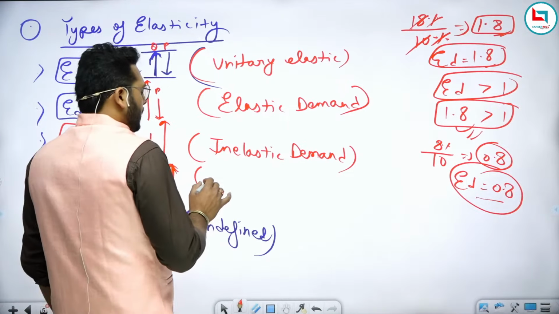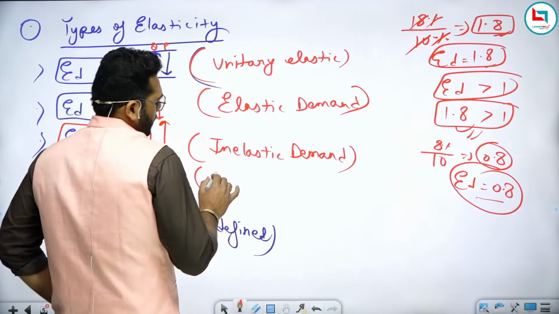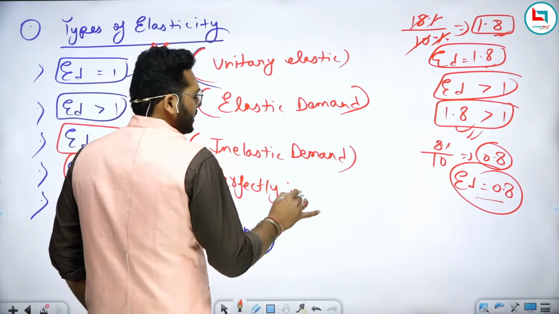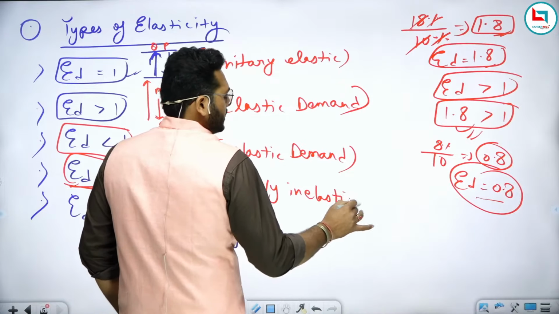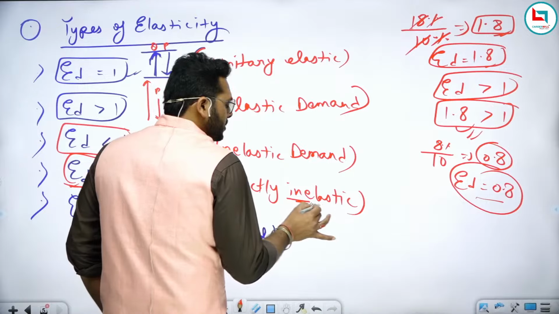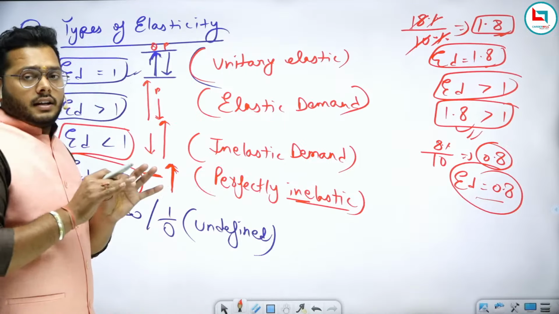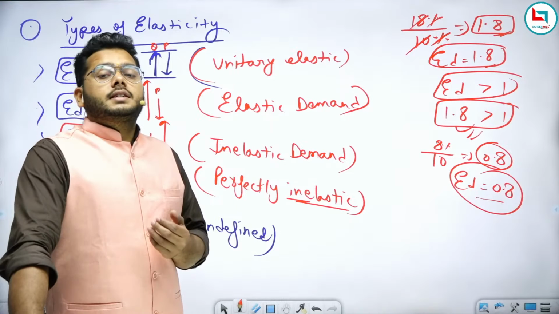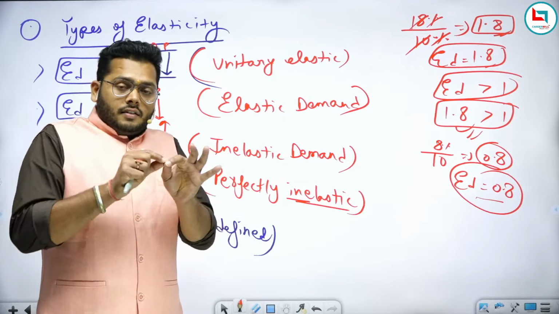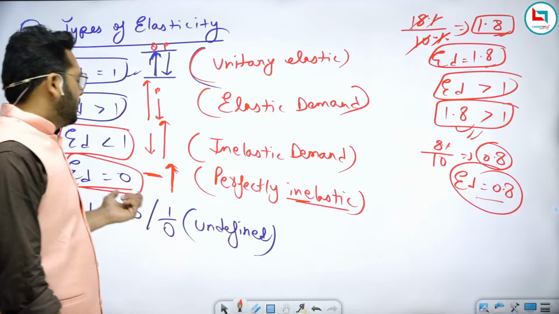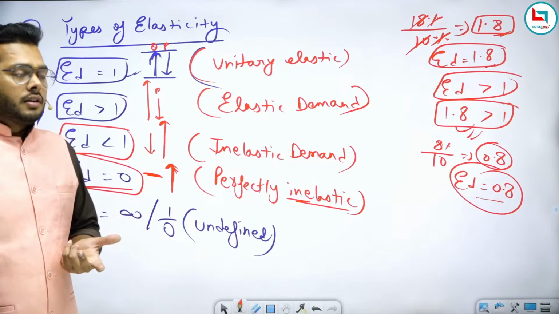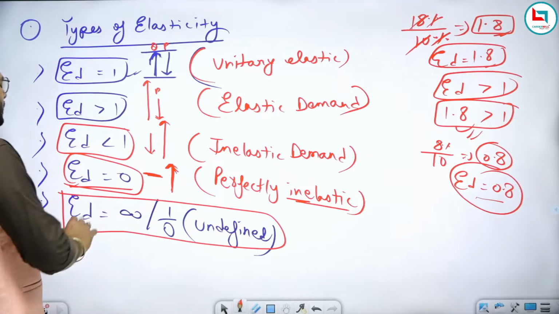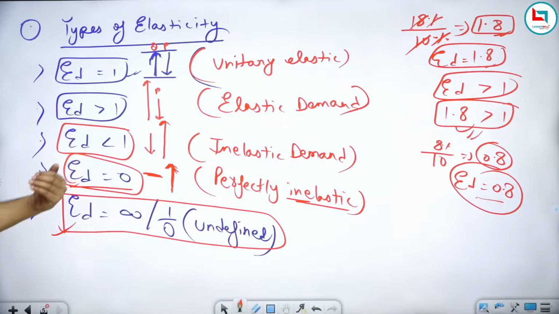This we can say is perfectly inelastic. Perfectly inelastic. Why? Because there is no elasticity at all. We say something is elastic when there is a change in the demand, but at this point there is no change, right? So this is perfectly inelastic. Now this is what ed equals infinity means. What does it mean? 1 upon 0.